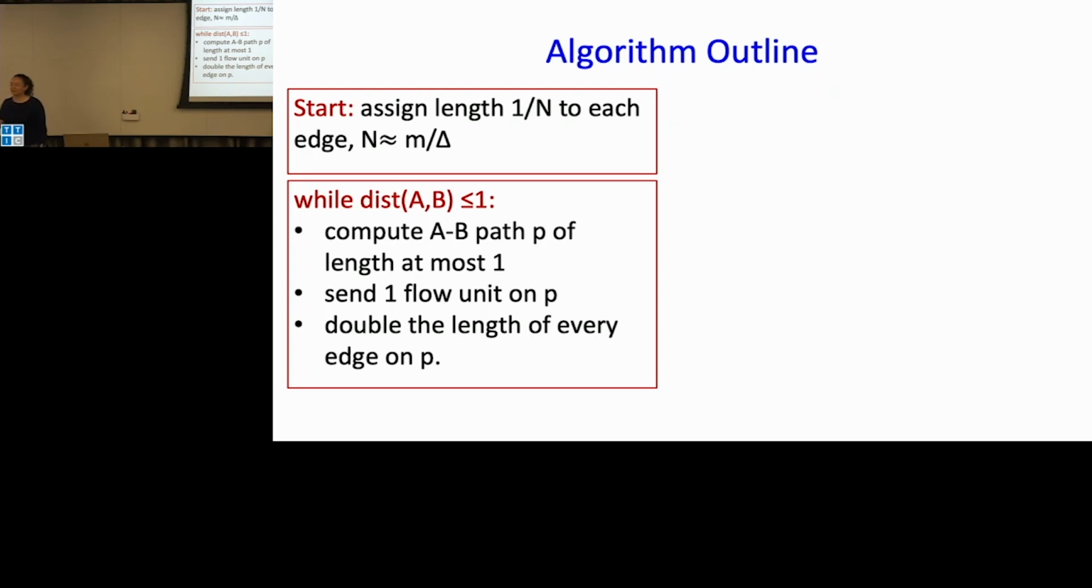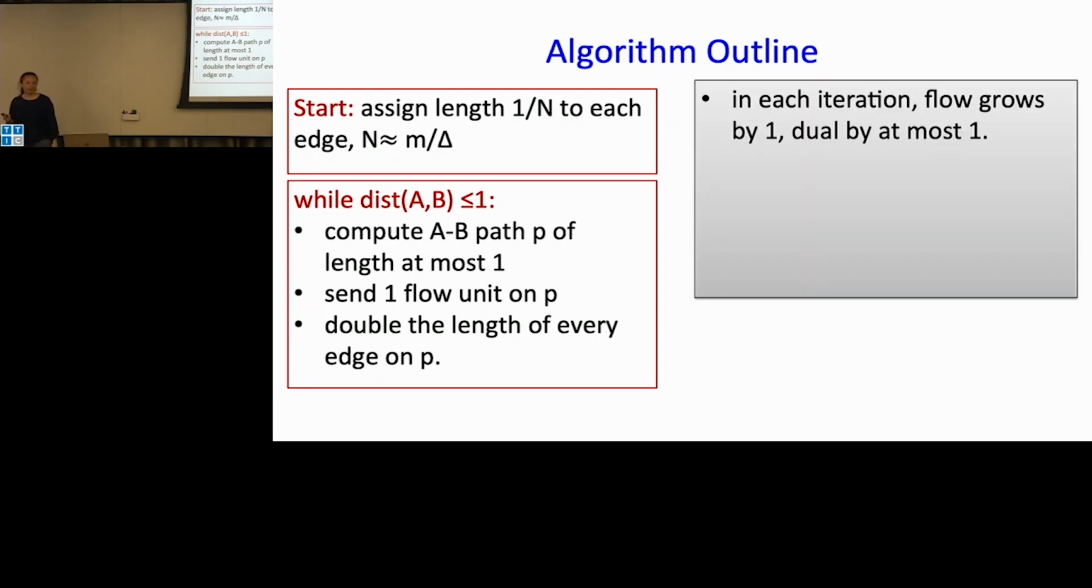Now what happens? Why does it work so well? Well, in every iteration, our flow grows by 1, right? I send one flow unit. The dual solution is the total length of all the edges. It grows by at most 1. Why? Because I take a path whose length is at most 1, and I double the length of its edges.